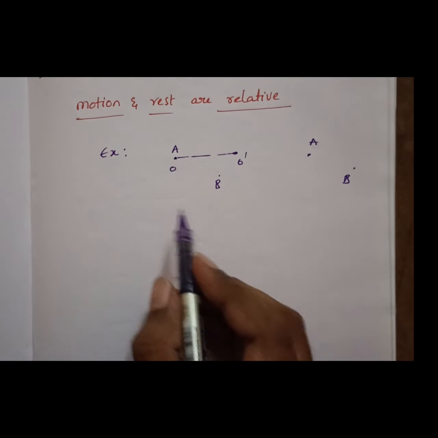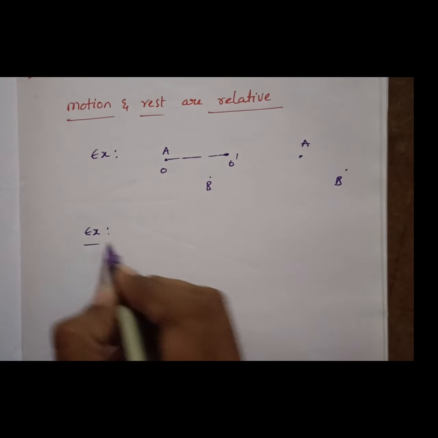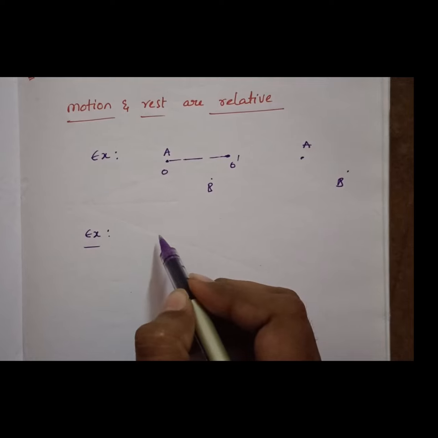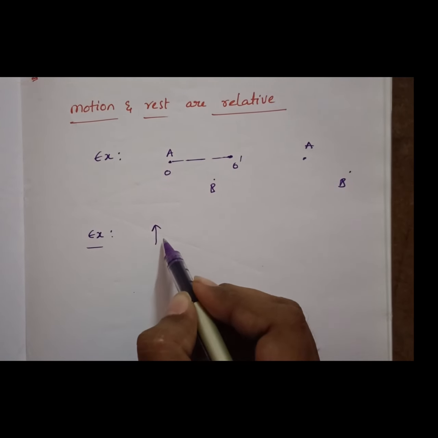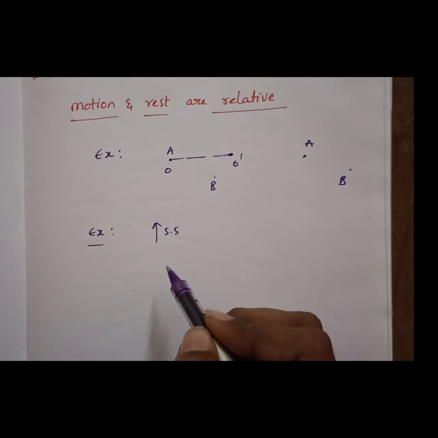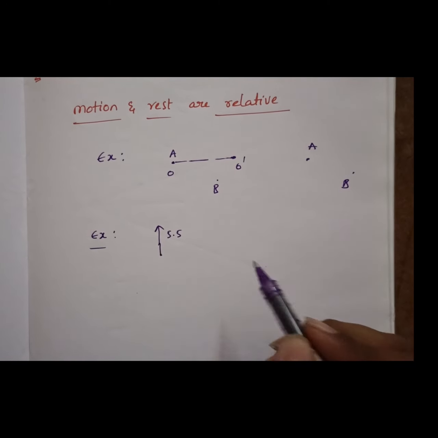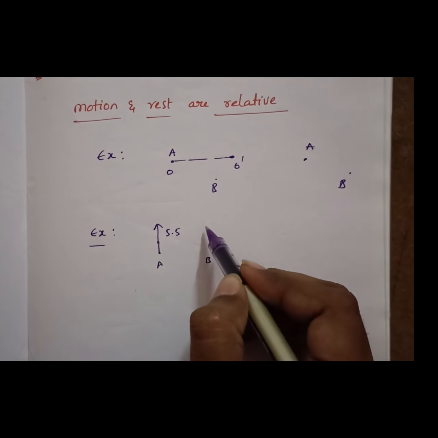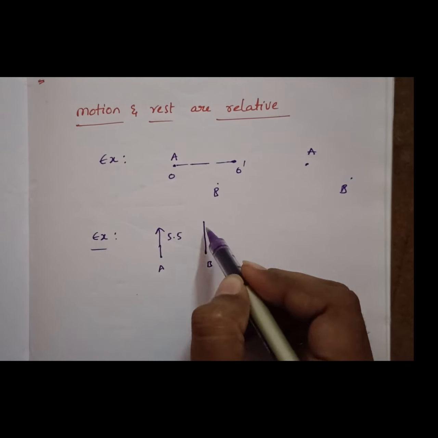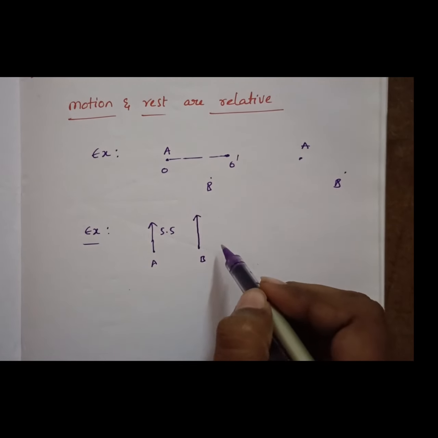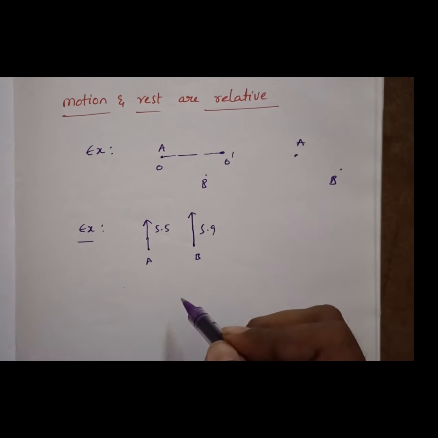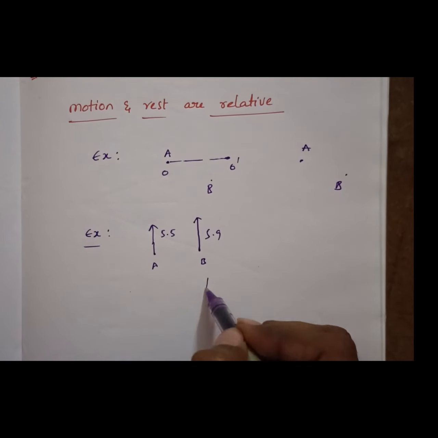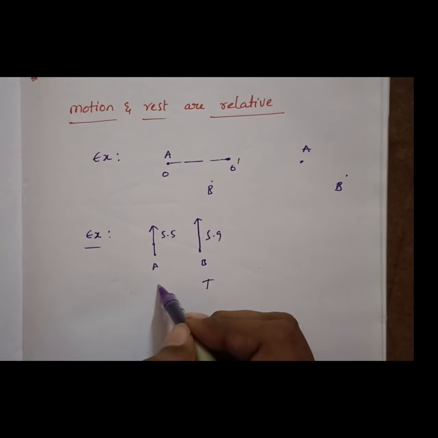I'll tell you another example from real life, then you can understand what is meant by relative. For example, take a person A who is 5.5 feet. Now another person B is taller than A, let us take 5.9 feet. Now with respect to A, B is taller, and A is shorter.